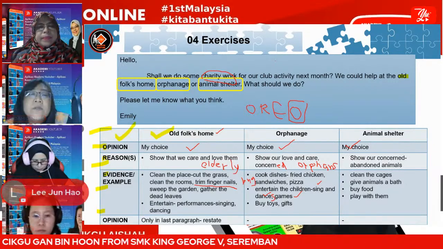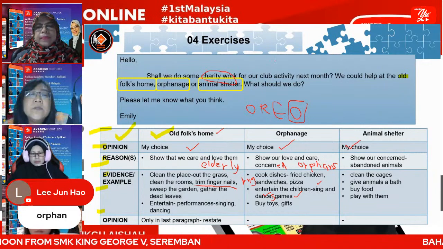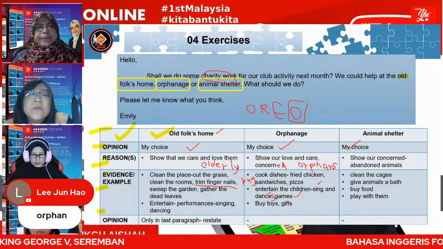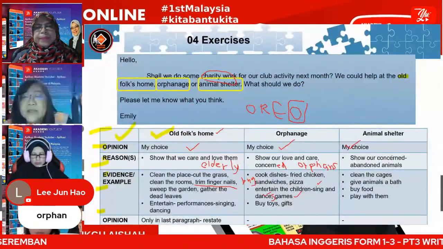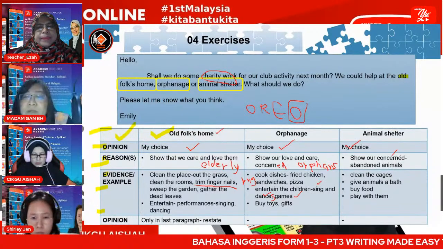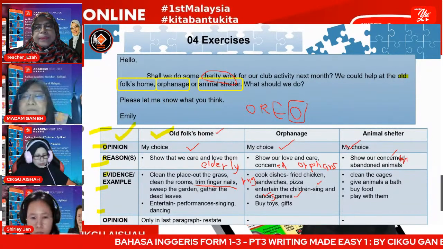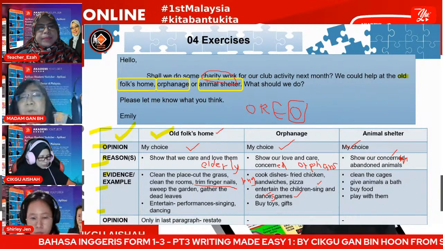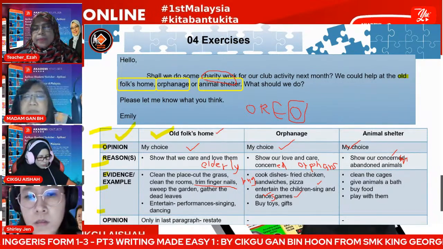So before that, you can write the reason why I want to choose animal shelter. To show your concern, my concern, our concern, to show our concern. So here no S, okay? Sorry, not E-D. To show our concern. So no E-D here, okay?